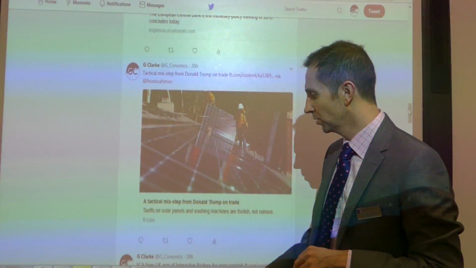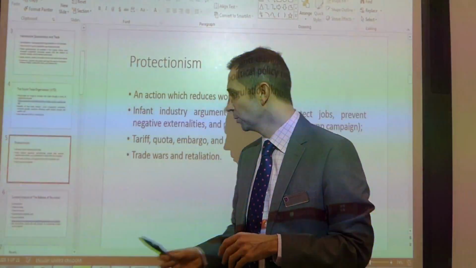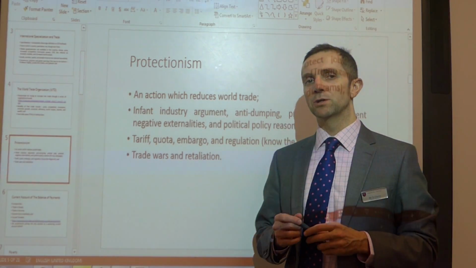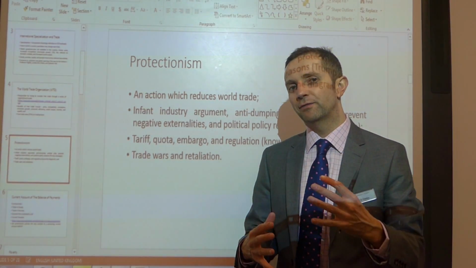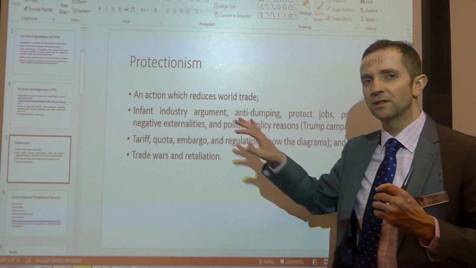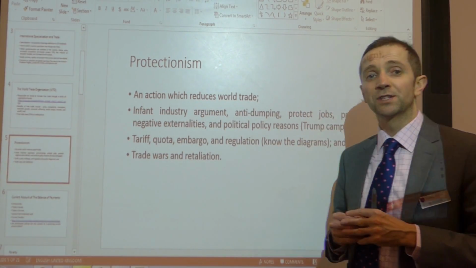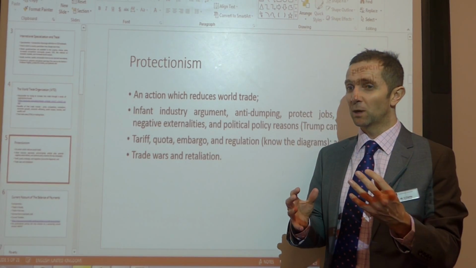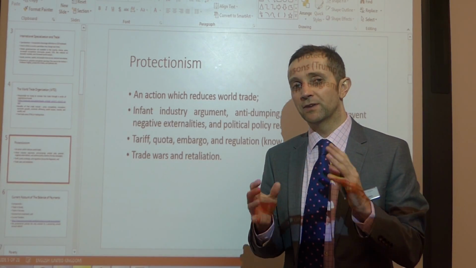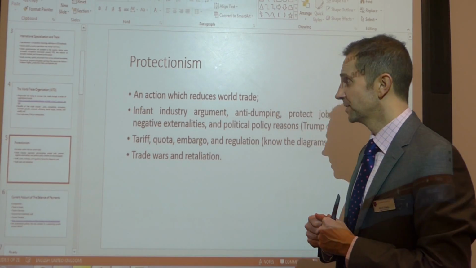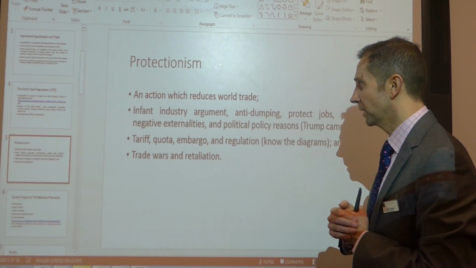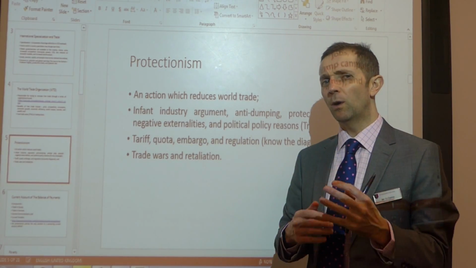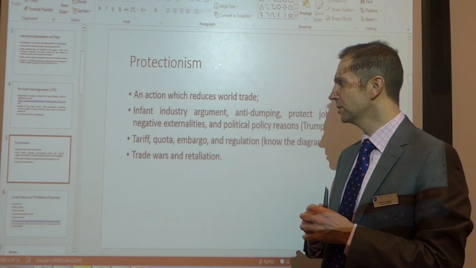So, let's get to this whole notion of protectionism. I want to talk to you first of all about why it's essential to have protectionism. And I'm really just quoting these points from the OCR endorsed GCSE textbook. So what is protectionism? Well, as I mentioned there, this whole notion of deglobalization, so reining back from free trade and reducing world trade. And why would you want to do that? Well, there are a number of reasons.